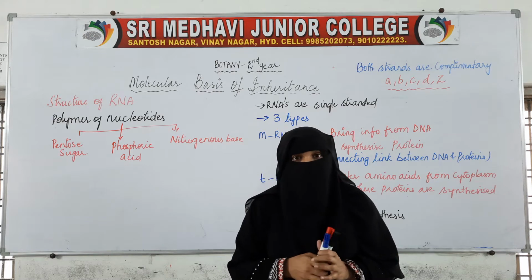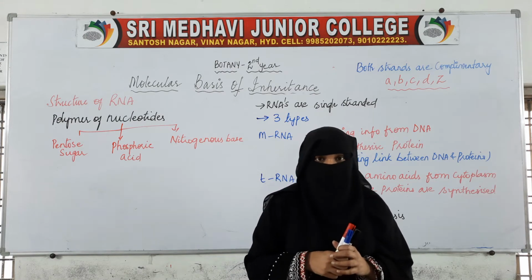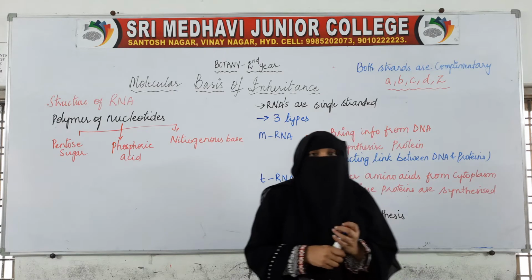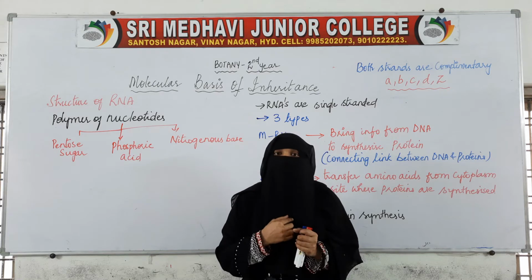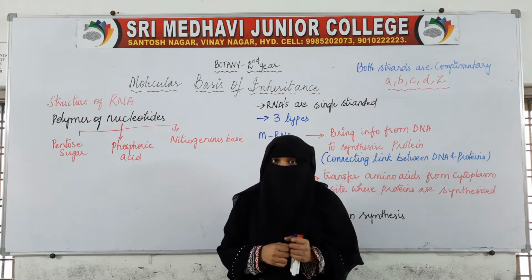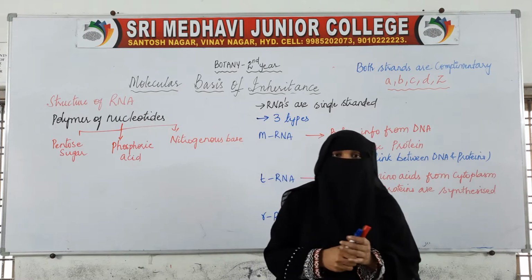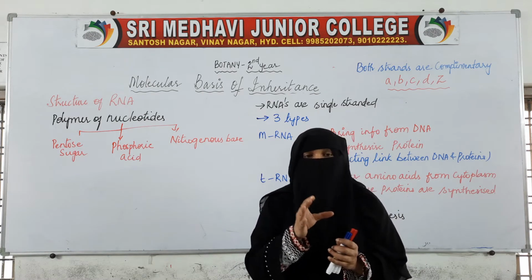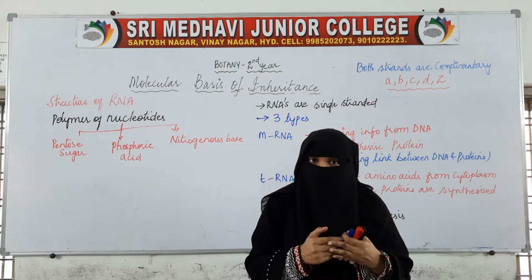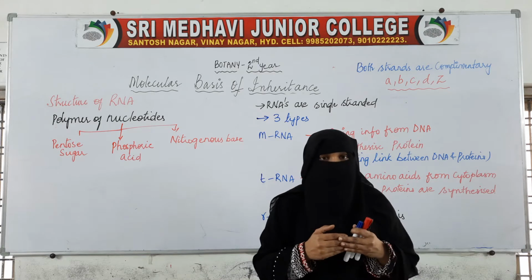We have said that DNA is double stranded and the strands are anti-parallel to each other. The strands are made up of a chain of nucleotides. The structure of RNA is almost the same; the components which make up DNA are almost the same. DNA is made up of nucleotides and RNA is also made up of nucleotides.